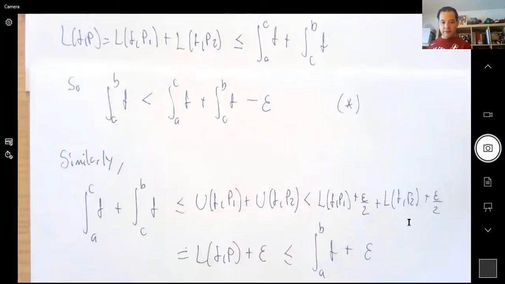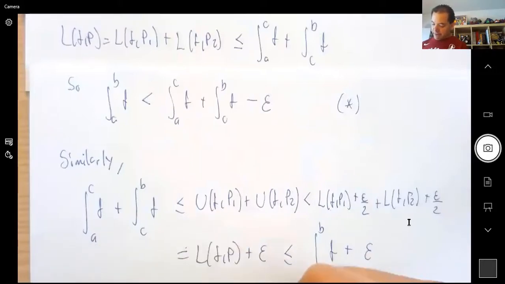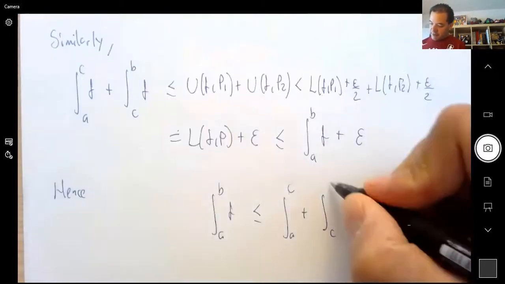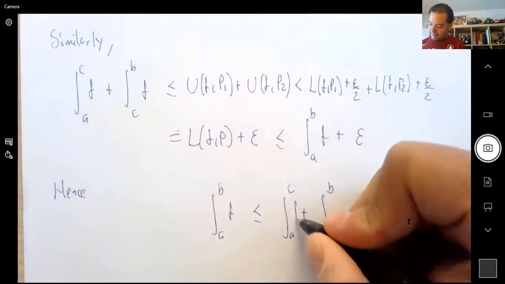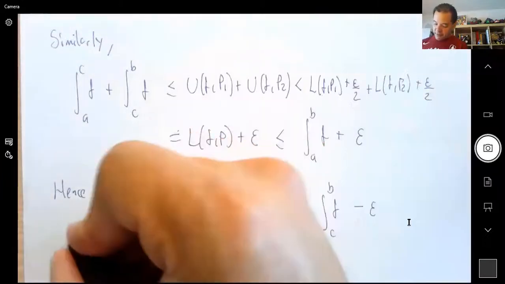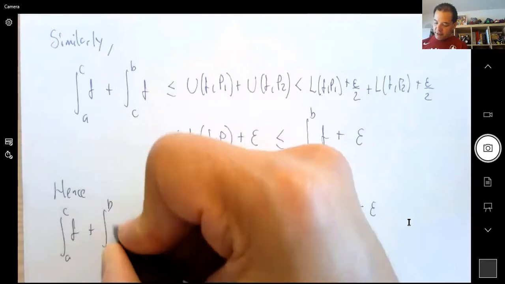Okay, so now let's put this together, right? So what do we have? If I subtract epsilon, this is what we have. We have that the integral from A to B is less than the integral from A to C plus the integral from C to B minus epsilon, and it's greater than the integral from A to C plus the integral from C to B.